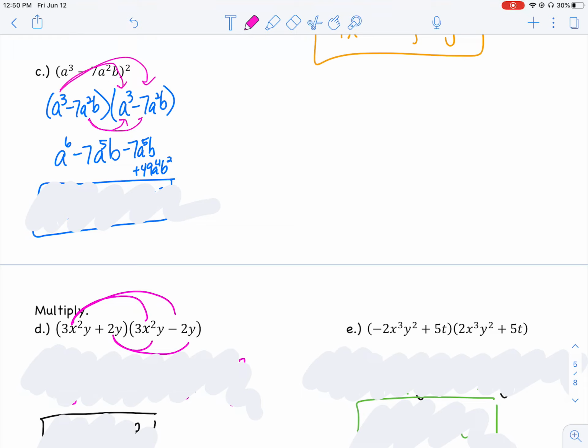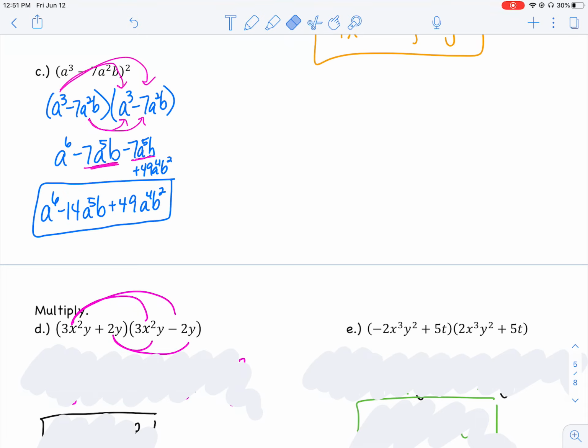And a negative 7 times a negative 7 is a positive 49. A squared and a squared is a to the fourth, and b times b is b squared. I'm now going to combine all of my like terms. It looks like here I have a negative 7a to the fifth b and a negative 7a to the fifth b. Those are like terms that I can combine.